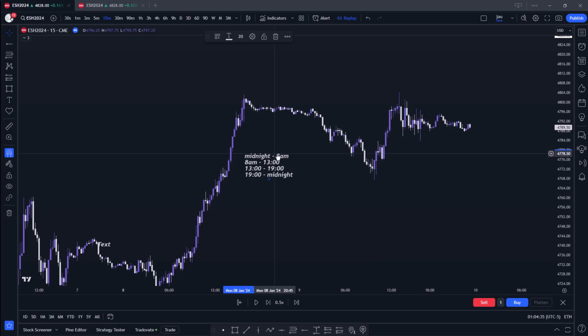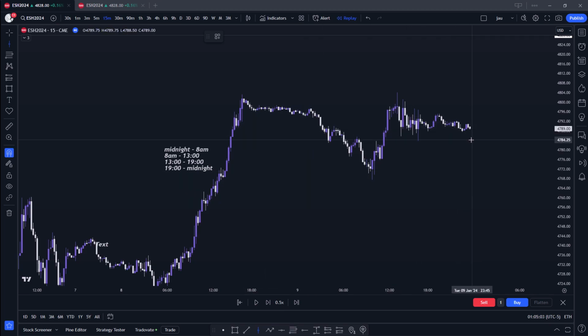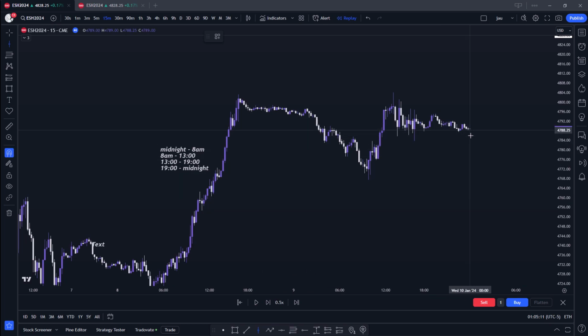So we have the midnight to 8 a.m., that's basically the London session. I'm using the replay function on TradingView, so we can go back to yesterday's price action. At this point, it was looking down here. This shows the time. At this point, it was 11:15 p.m. Moving one step forward, we have 11:30. Another step, another step. We finally have midnight.